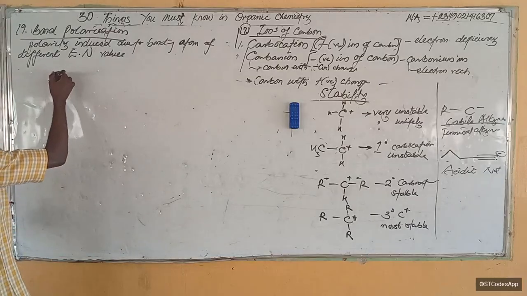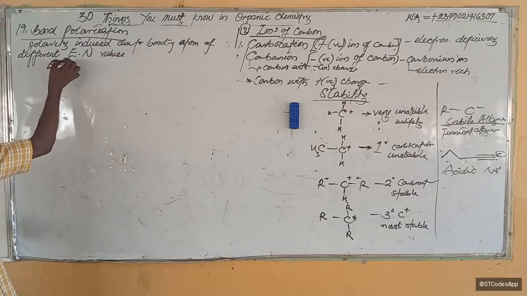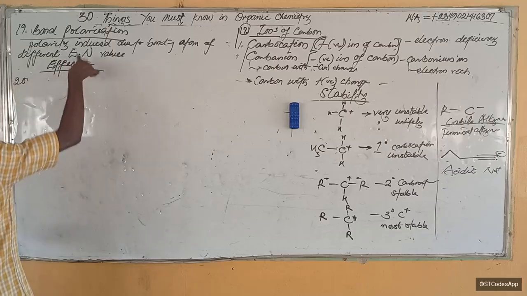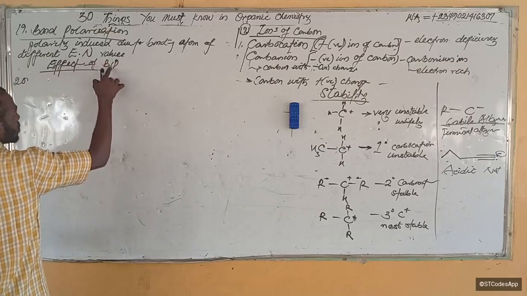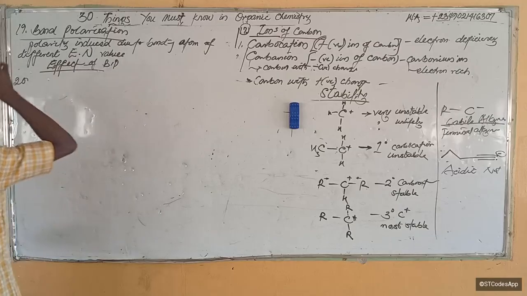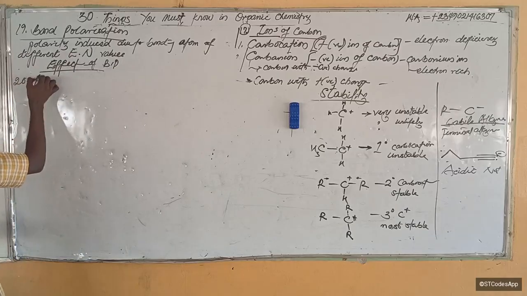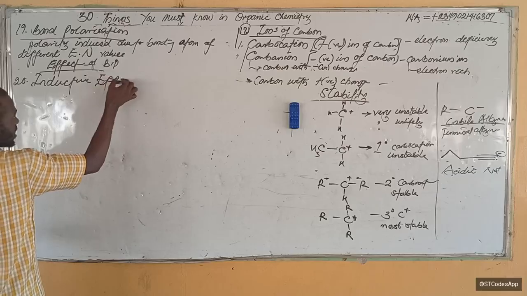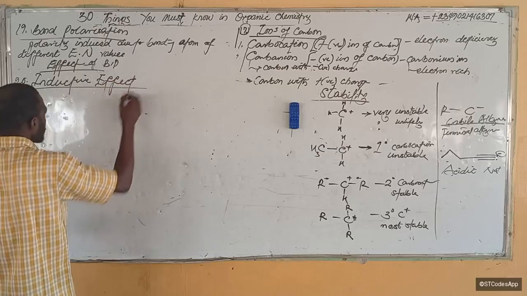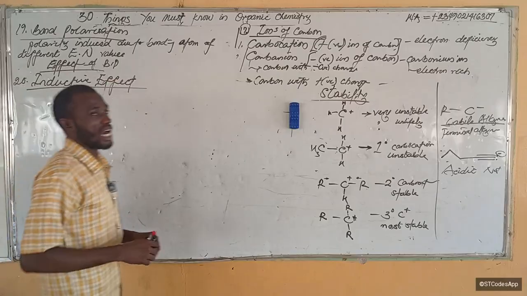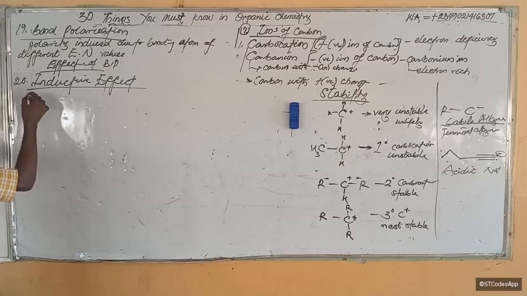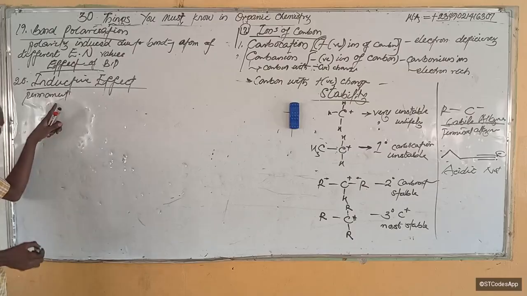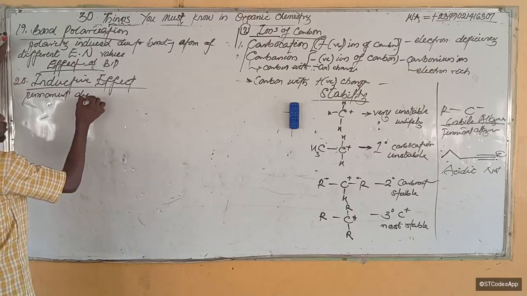So what are the effects of this bond polarization? Those are the terms I will now talk about. Number 20 is an effect of bond polarization, not boiling point, bond polarization. One of the effects, in number 20, is the inductive effect. Now what is the inductive effect? The inductive effect is the permanent dipole. Keep in mind that it's a permanent effect.